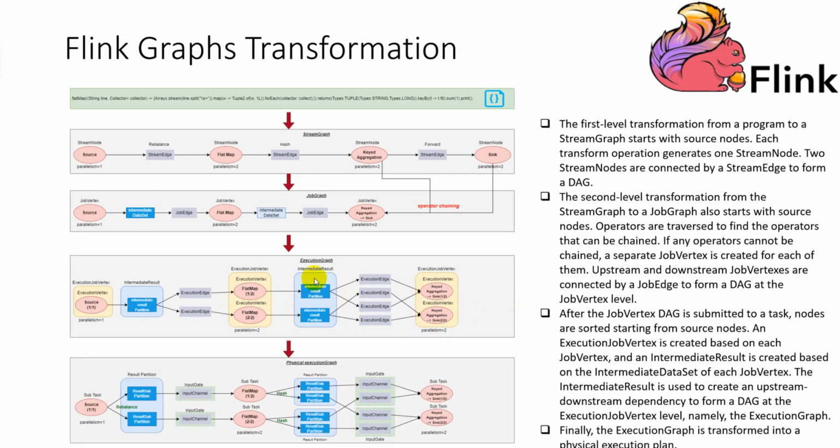And finally, the execution graph is transformed into a physical execution plan. Actually, at this physical execution plan level, the subtasks are distributed to cluster slots for execution. Also at this level, it specifies how the data is exchanged, as you can see, such as hash, forward, and rebalancing.